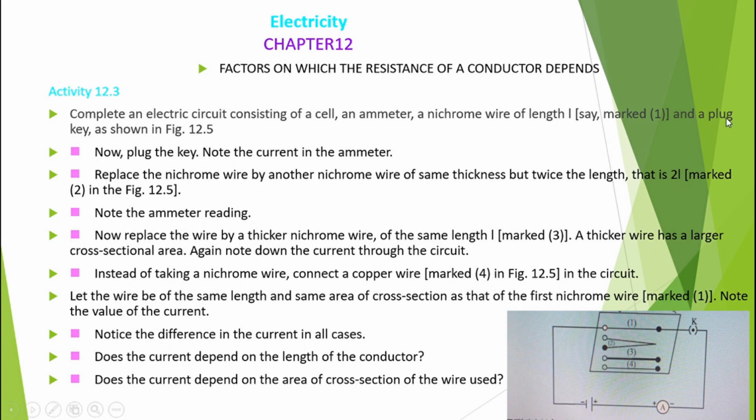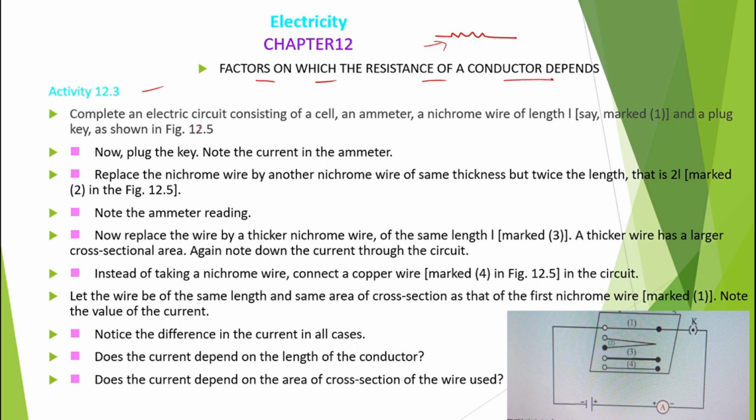So here, factors on which the resistance of a conductor depends. So this is the resistance we know. On what factors does this resistance depend while current is flowing? See, here they have given one activity, 12.3.